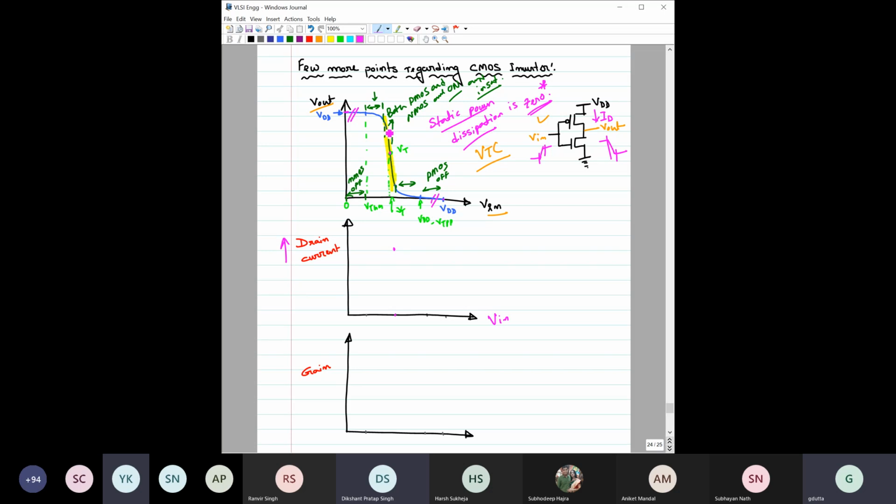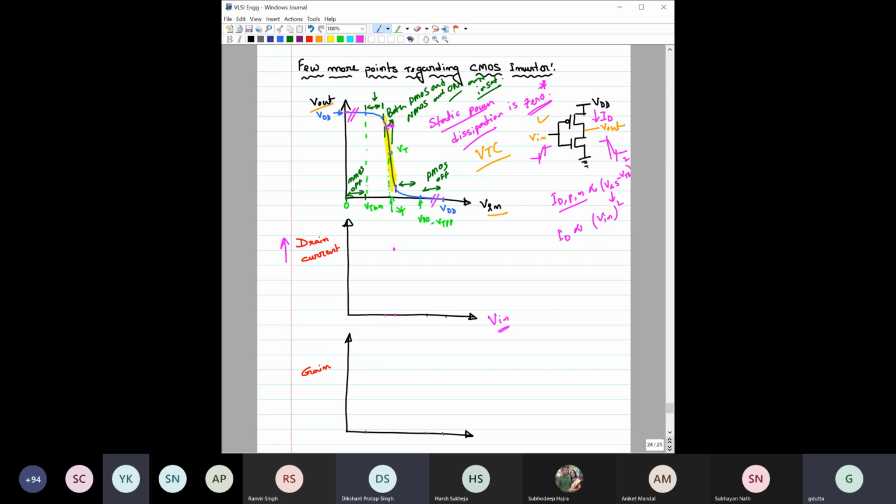So from VT till this point, within this region, the transistors are in which mode? Both transistors are in saturation. In the saturation region, ID, either PMOS or NMOS, is proportional to VGS minus VTH squared, for both. What is VGS? VGS is basically V in. So in this region, the expression for ID with V in is a square law.